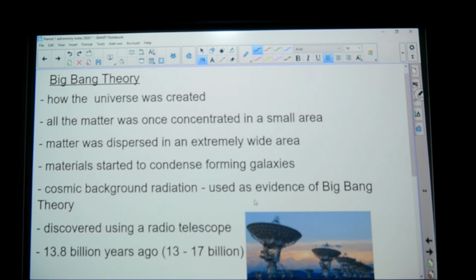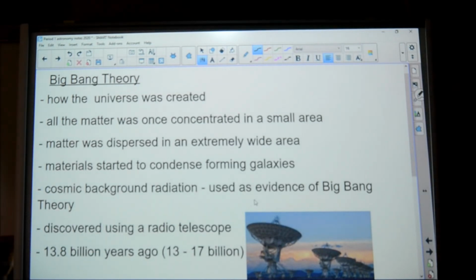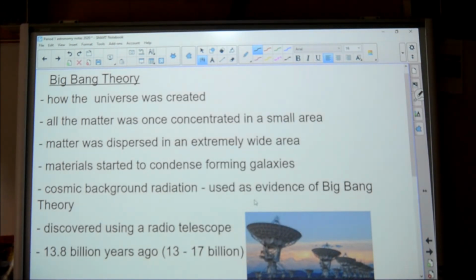Big Bang Theory is a theory of how the universe was actually created. The thought is that all the matter in the universe was concentrated in a small area, and that matter got dispersed throughout, making our galaxies, our solar systems and our planets. So the whole idea for that one is we're looking at cosmic background radiation.